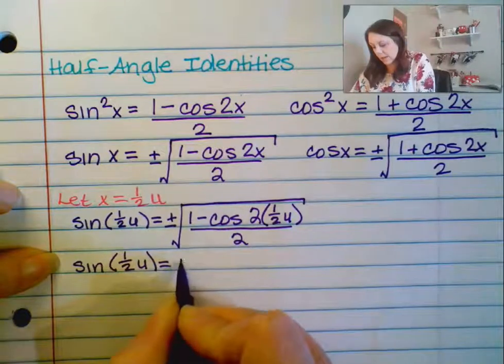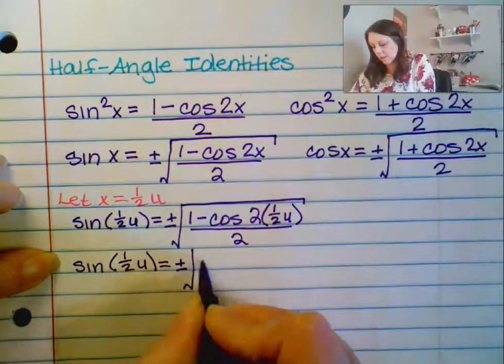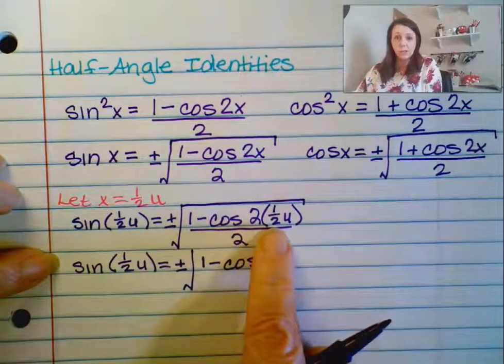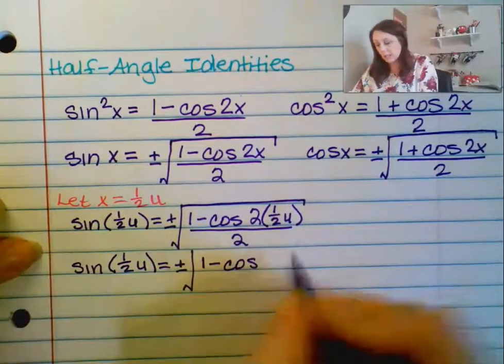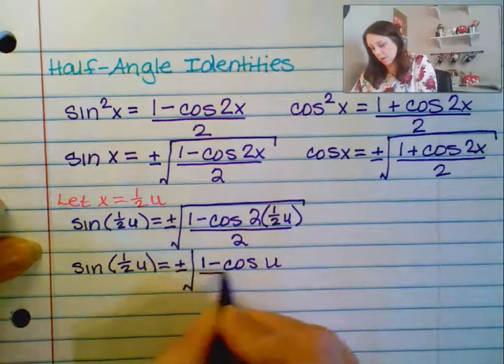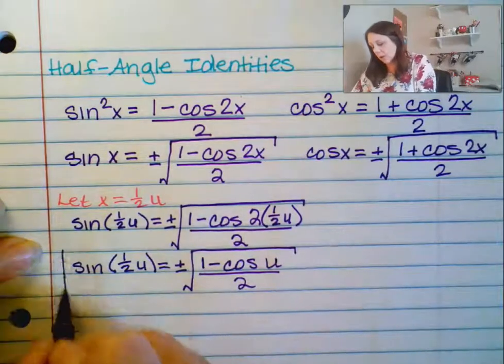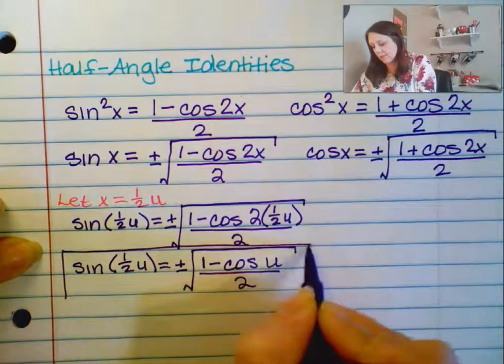And on the right side, we've got the plus or minus square root of 1 minus cosine. Now, when we multiply 2 times 1/2, we know that those cancel out and leave us with a 1. So that becomes 1 minus cosine u divided by 2. And this is what we call our half angle identity for sine.